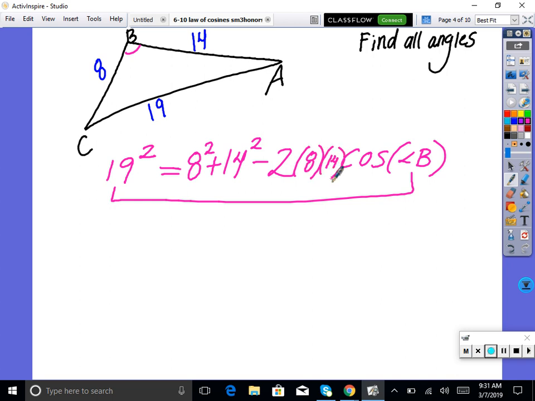Times by cosine of angle B. Now from here I want everybody to grab a calculator and watch. The algebra is really easy if you don't make this one mistake that is made quite a few times actually though. So I want this one time for us to show our work.